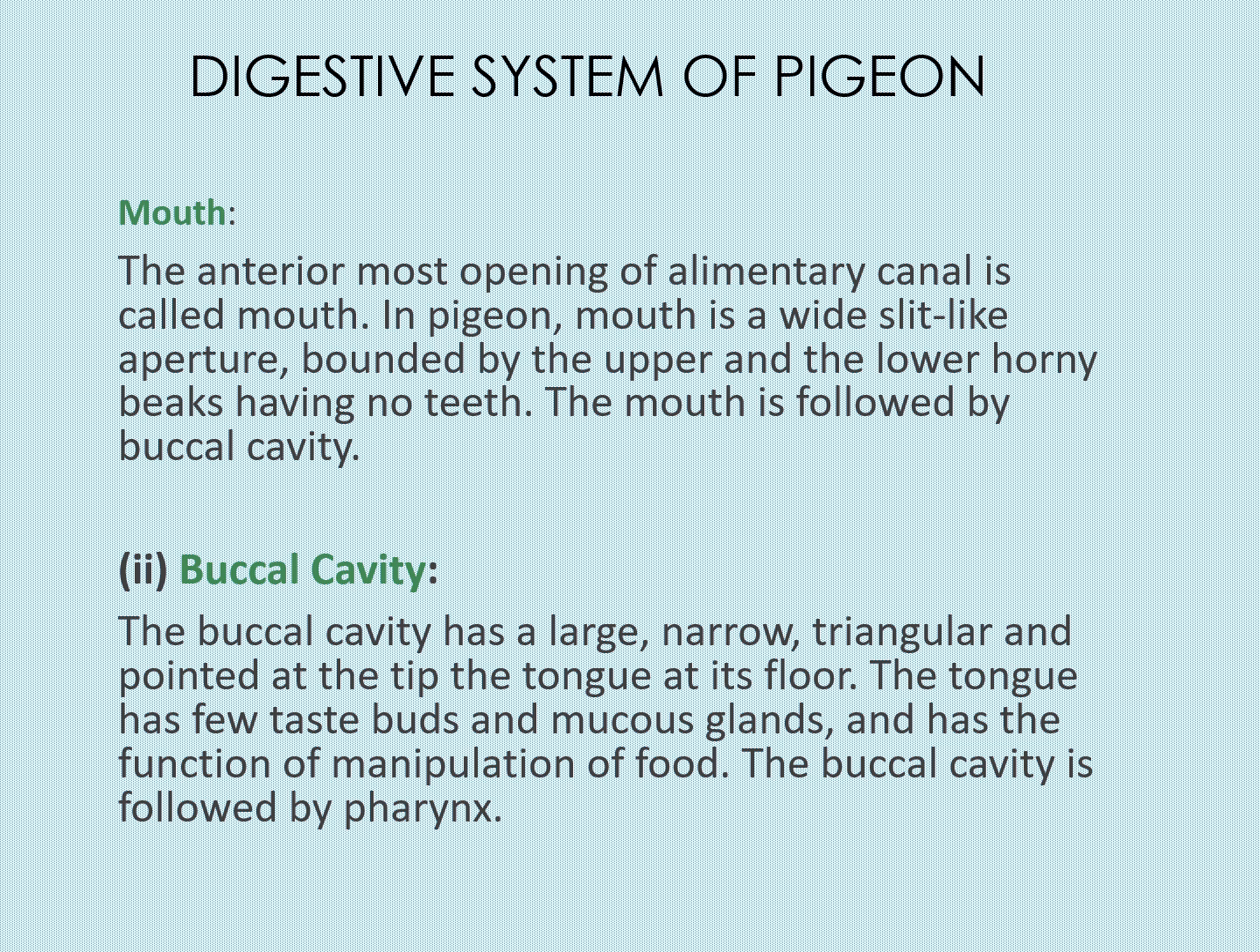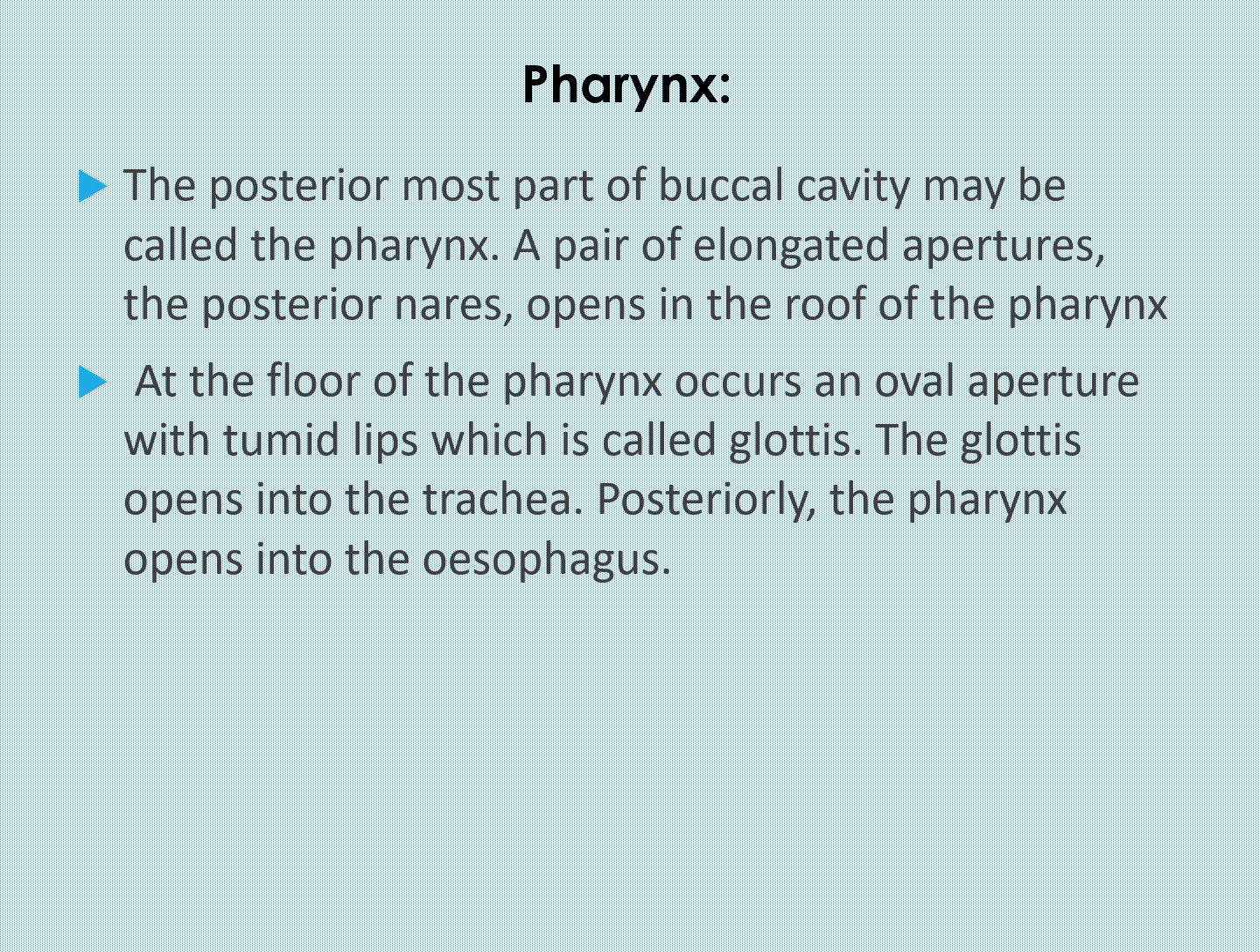The buccal cavity has a large, narrow, triangular tongue, pointed at the tip, at its floor. The tongue has few taste buds and mucus glands and has the function of manipulation of food. The buccal cavity leads into the pharynx. The posterior-most part of the buccal cavity may be called the pharynx.